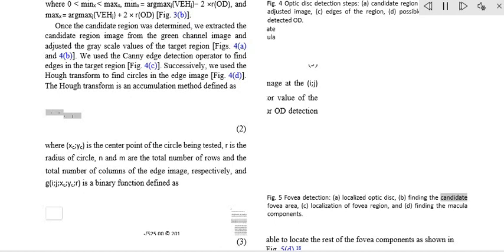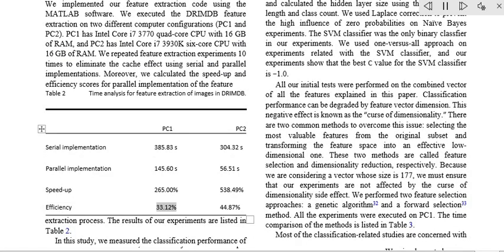Table 2: time analysis for feature extraction of images in DRIMDB. PC1, PC2. Serial implementation: 385.83s, 304.32s. Parallel implementation: 145.60s, 56.51s. Speed up: 265%, 538.49%. Efficiency: 33.12%, 44.87%. Extraction process. The results of our experiments are listed in Table 2.